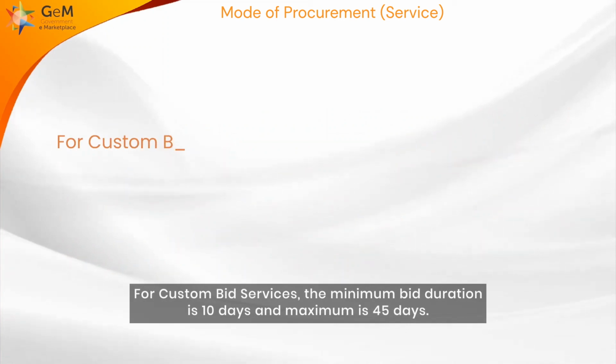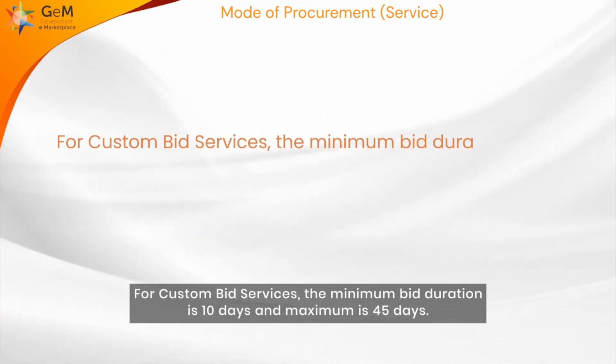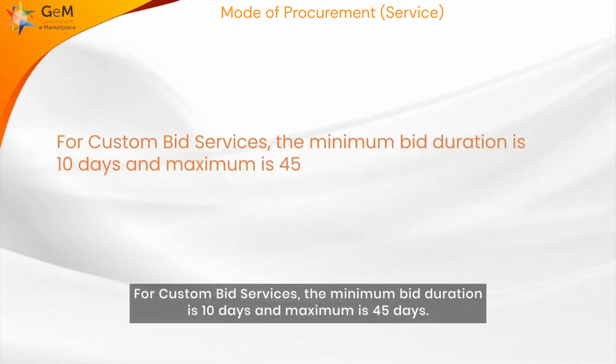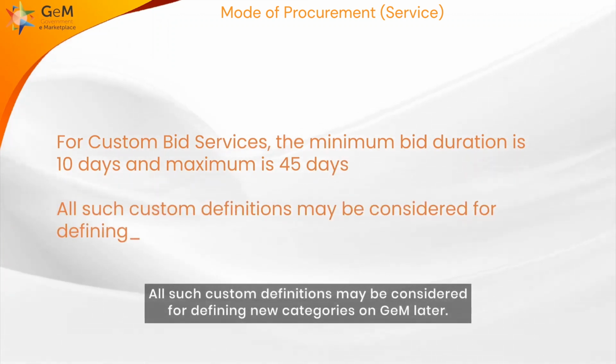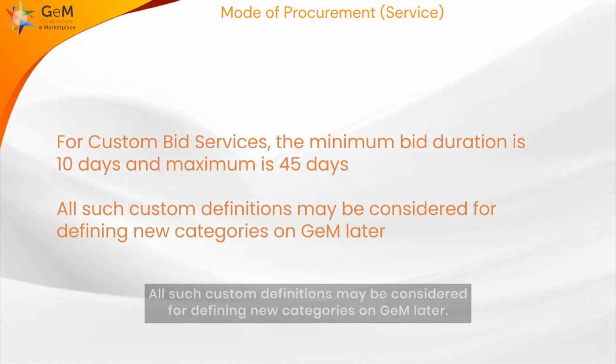For custom bid services, the minimum bid duration is 10 days and maximum is 45 days. All such custom definitions may be considered for defining new categories on GeM later.